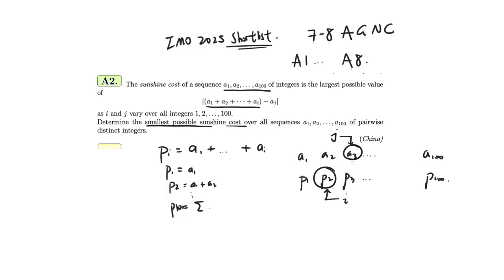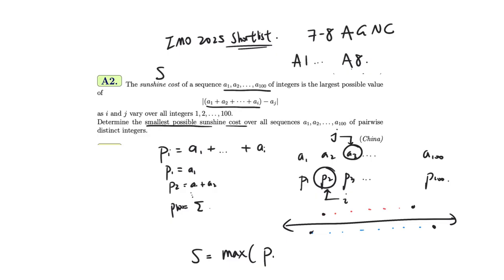If we plot the A's and P's on a number line, so let's say the red points are A and the blue points are P, then I basically want to pick a red and a blue such that their difference is maximized. And it's very easy to see that the maximum difference comes from choosing the smallest A and largest P, or the largest A and smallest P. So mathematically, if we have sunshine cost S, then it is the maximum of P max minus A min and A max minus P min.